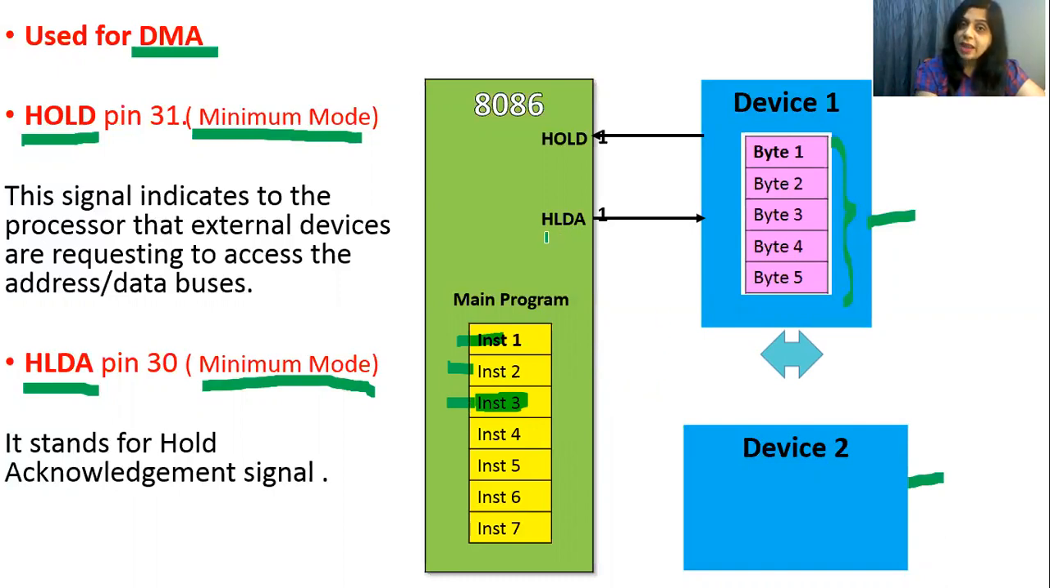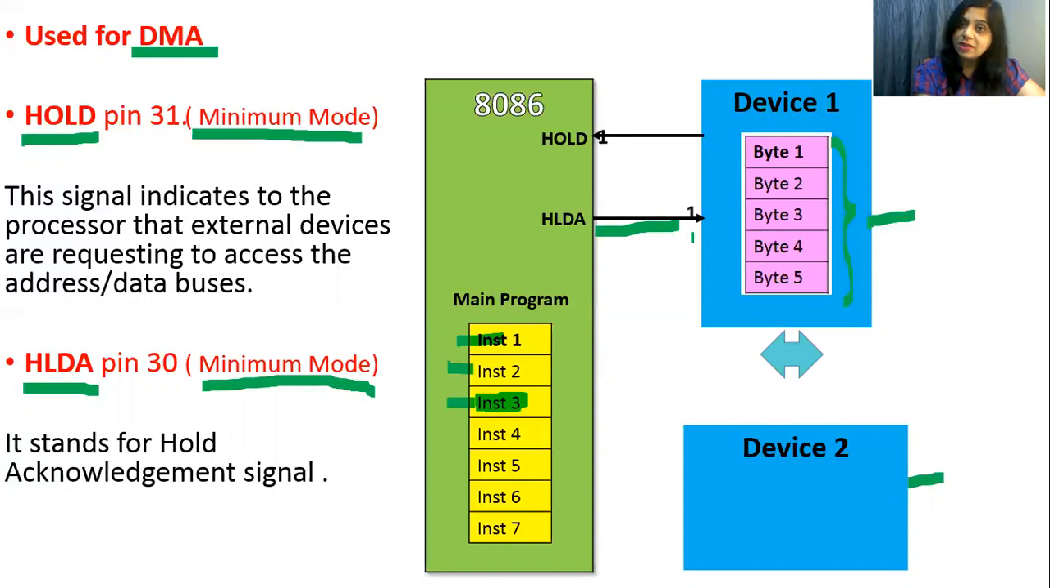And it will send acknowledgement. This is acknowledgement of hold. It will send the acknowledgement of hold signal to device 1 by sending logic 1 on this pin. What does this indicate? This indicates that okay, I have given away the control on buses, and now buses are available for you for data transfer.